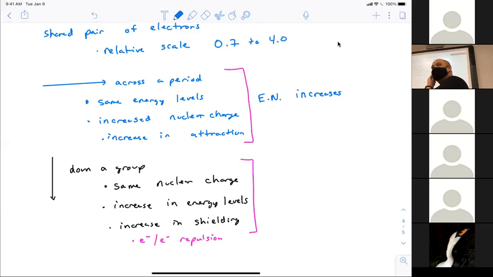Why is it the shared pair of electrons? Because what you're doing here is you're not pulling on your own electrons. You're pulling on a pair that are shared between you and another atom. So this is why difference in electronegativity tells you what type of bond you have. The greater the difference, the greater the pull difference, meaning one pulls on it more than another.